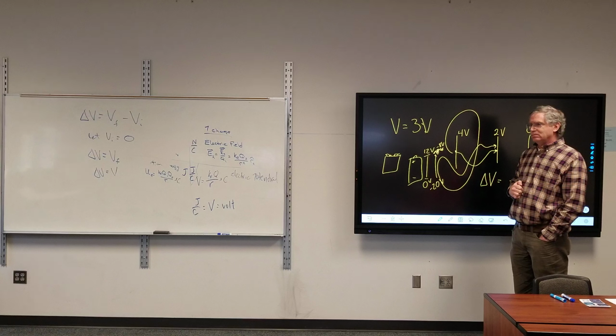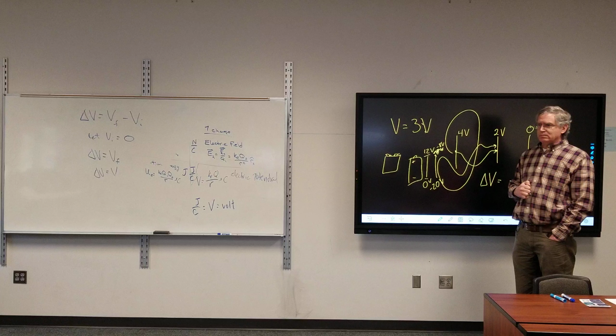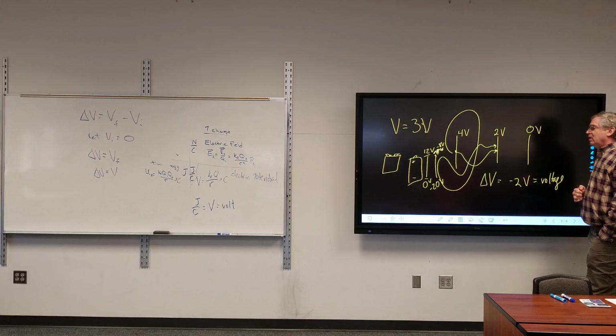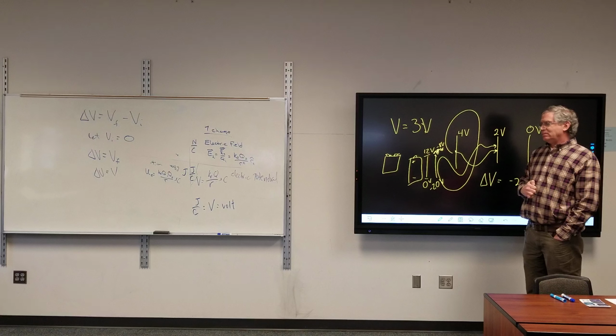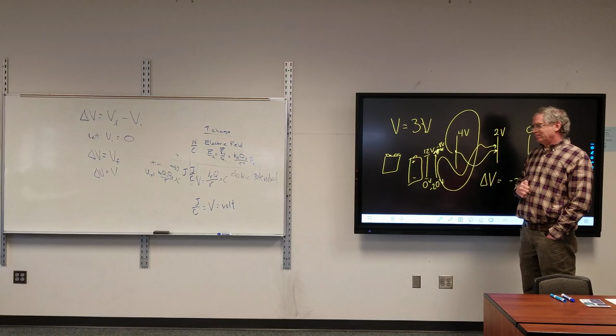Is it always the positive that's going to be higher? Yes. One of those few always. And so the voltage on that battery is 12 volts, because 12 is the difference between those two.